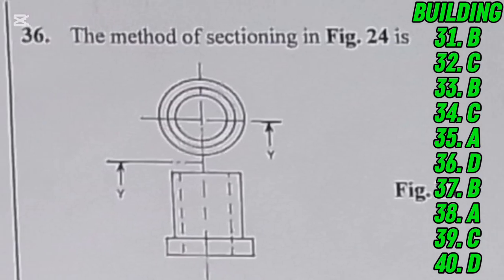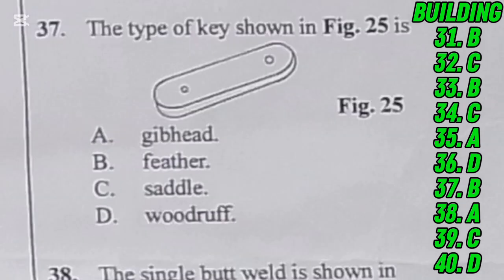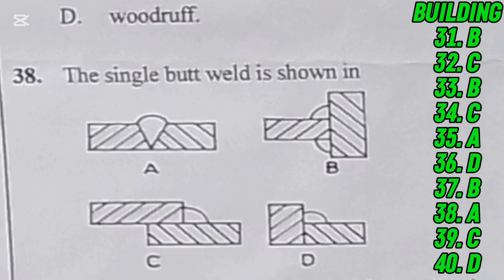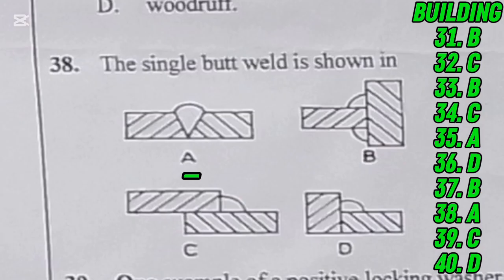The method of sectioning in figure 24 is partial, that is D. Question 36 is D. Question 37, the type of key shown in figure 25 is feather, that is B. Question 38, the single bolt shown in 38 should be A. This A should be the correct answer, which is also the same as for building.